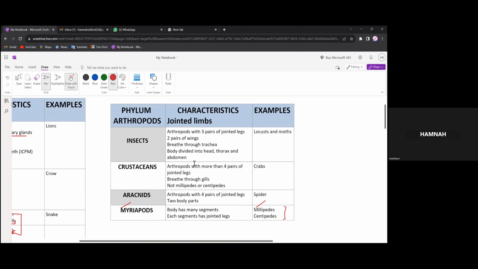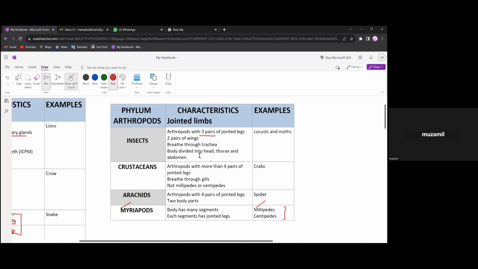insects. Now, read this and tell me what do you think, and do you find this easy? Arthropods with three pairs of jointed legs, two pairs of wings, breathe through trachea, body divided into head, thorax, and abdomen. So they have three pairs of jointed legs and two pairs of wings, and they breathe through their trachea. Humans have a trachea as well.